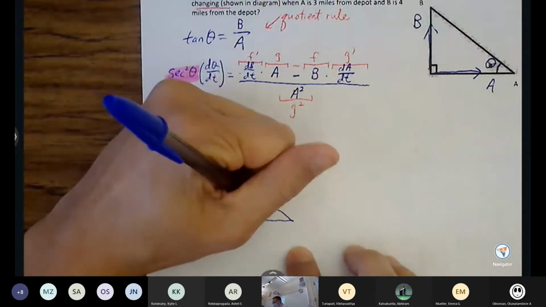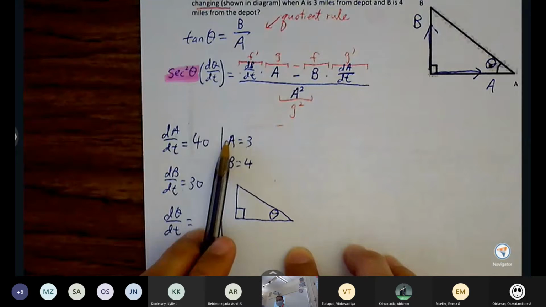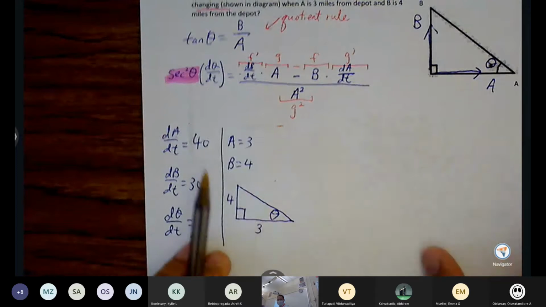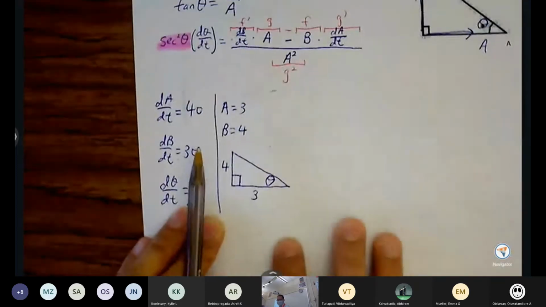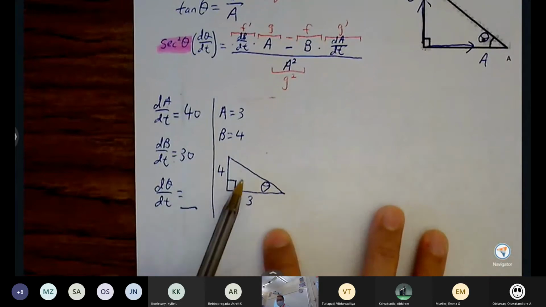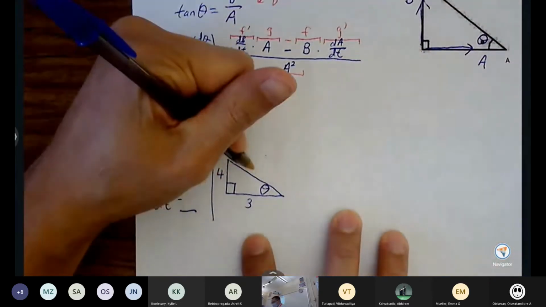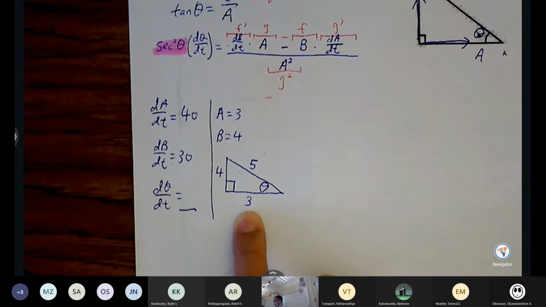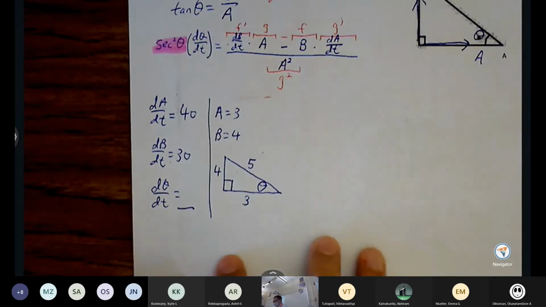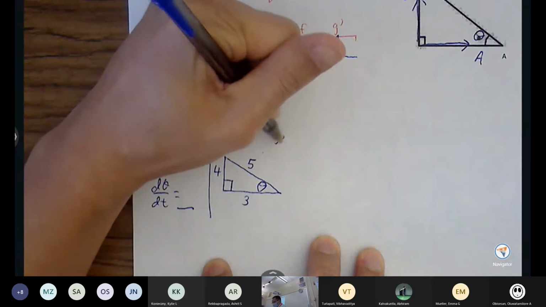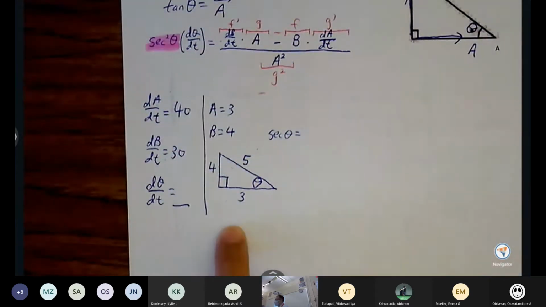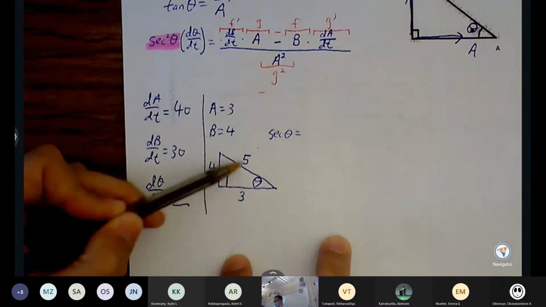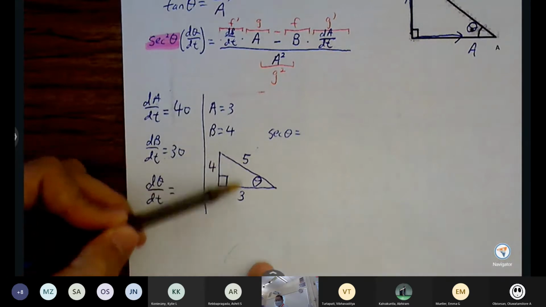So we're looking at a snapshot, right? We're looking at a moment in time when A is 3 and B is 4, which means that the hypotenuse must be what? 5, right? A squared plus B squared equals C squared. You can also recognize this as a Pythagorean triple. And so what's secant of theta going to be? What did you guys say? Yeah, good, 5/3. Secant is the reciprocal of cosine, so hypotenuse over adjacent.